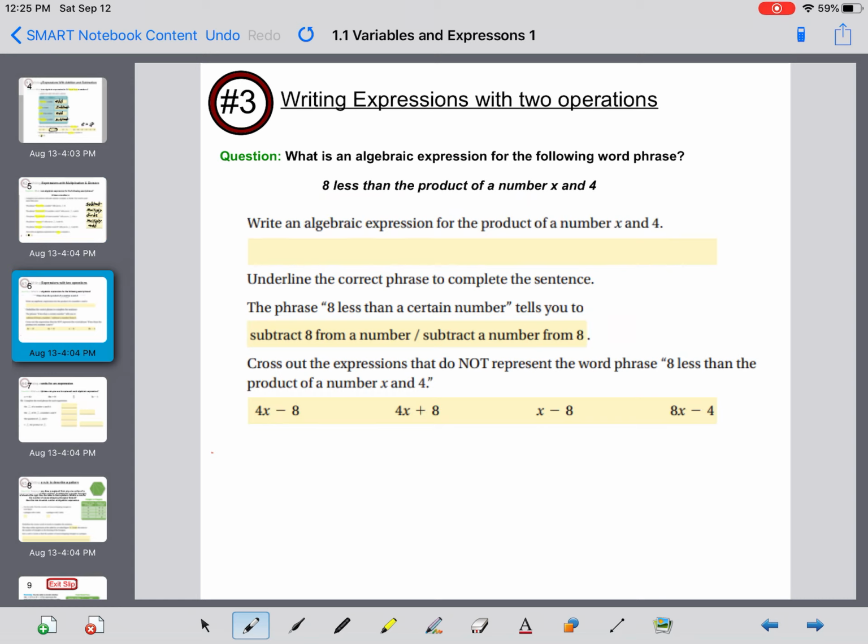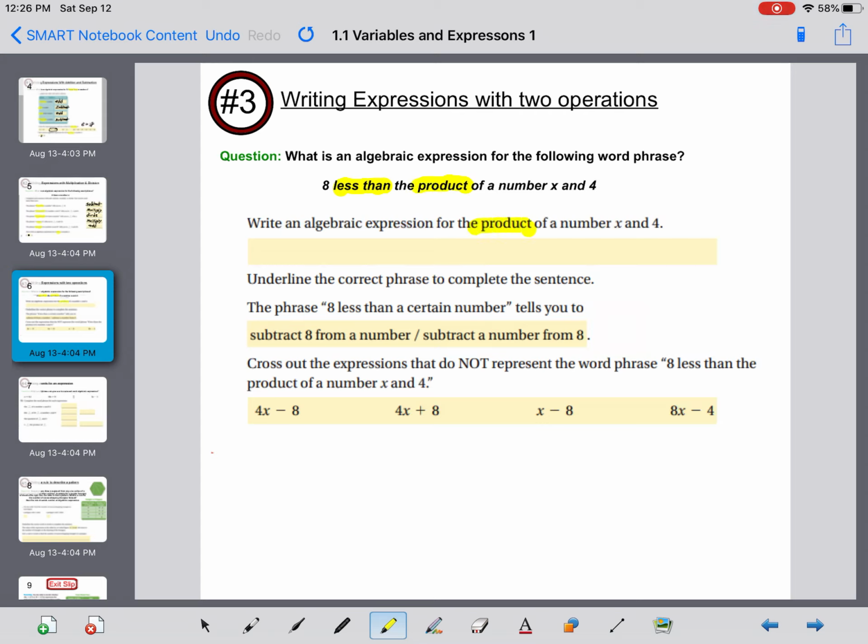Writing expressions with 2 operations. What is an algebraic expression for the following word phrase? 8 less than the product of a number x and 4. So write an algebraic expression for the product. Notice here we have 2 keywords in one phrase. We're going to break it down.